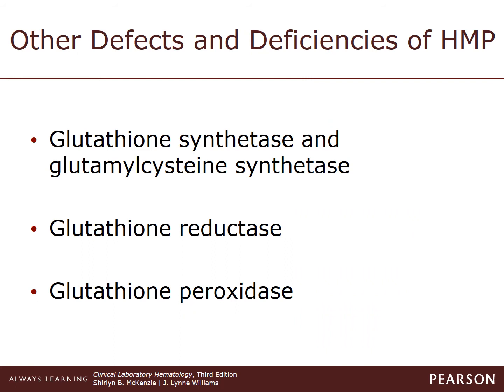Other deficiencies and defects of the hexose monophosphate shunt include glutathione synthetase and glutamyl-cysteine synthetase, which cause deficiencies that reduce GSH. They're also associated with hereditary non-spherocytic hemolytic anemia. Another enzyme, glutathione reductase, catalyzes reduction of GSSG to GSH. And lastly, glutathione peroxidase catalyzes the detoxification of hydrogen peroxide by GSH. Deficiencies are not associated with hemolytic anemia. Now, these deficiencies are very rare, but are worth a notable mention.